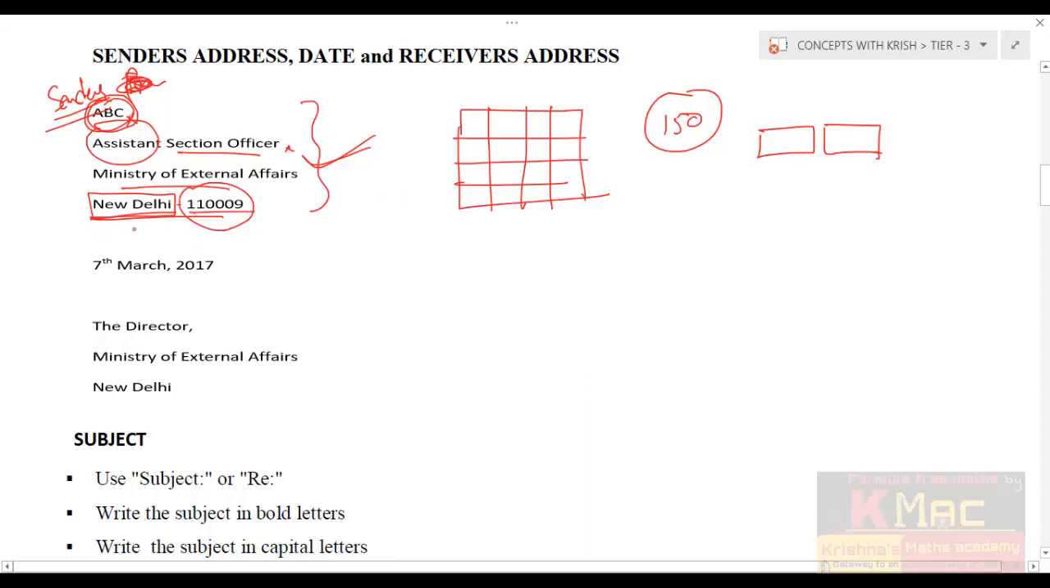And once you have done this, you leave a line here. You have to leave a row here. Then write this date. Do not put commas here. Not required. Then director, here also comma not required. The director, External Ministry, Delhi. That's it. So your sender's address is done. This is date. This is receiver's address. So all the three parts are done.